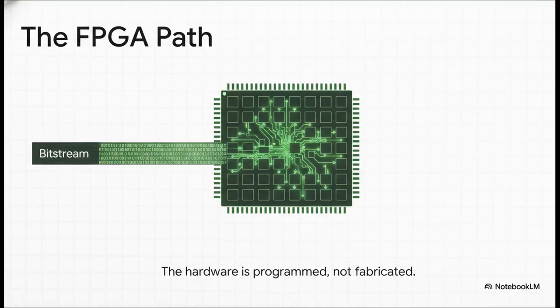Okay, so with an FPGA, the key thing to remember is the physical chip already exists. It's a generic, off-the-shelf piece of silicon that's designed to be reconfigured. Our whole design process just generates what's called a bitstream. It's basically a file of ones and zeros. And when you load that bitstream onto the FPGA, it acts like a set of instructions that literally rewires the internal connections to create the exact circuit we designed. It's not fabricating hardware, it's programming hardware.